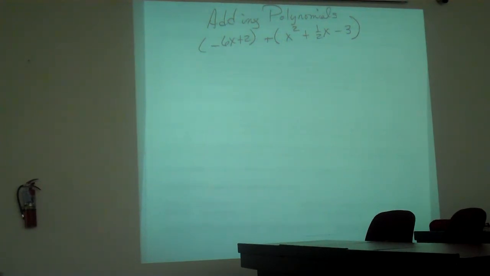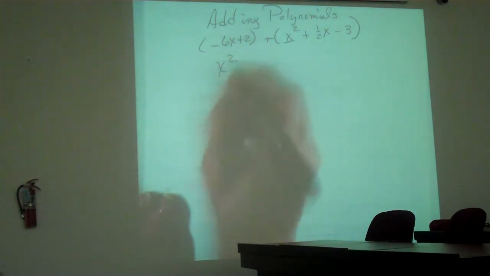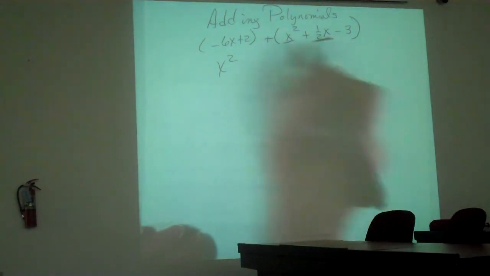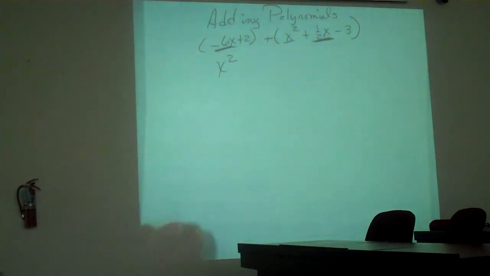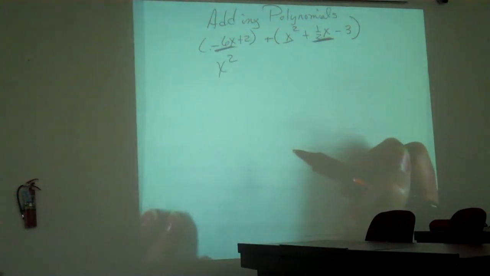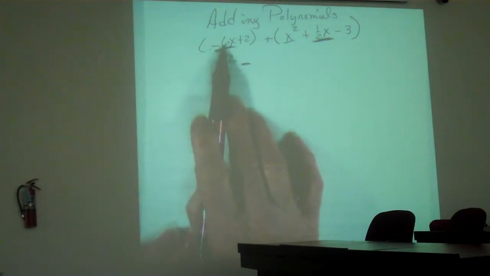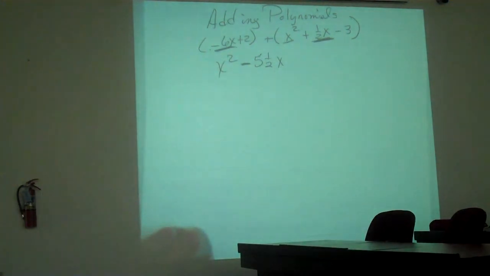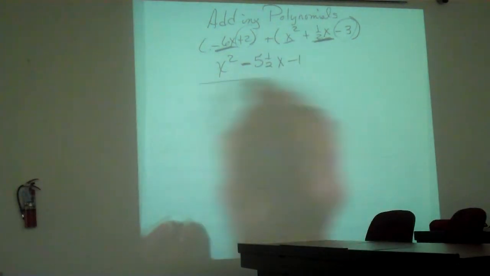Okay? So start with your highest exponent. So just x squared. The next exponent will be your x term, right? So these two right here, we're going to add negative 6 and a positive 1/2. That means you need to subtract them, right? Because you're adding a negative and a positive. Take the sign of the larger, and you'll subtract. 6 minus 1/2 is what? 5.5. And then you're going to add the numbered part. Positive 2, negative 3. Minus 1. And you already have it in descending order.